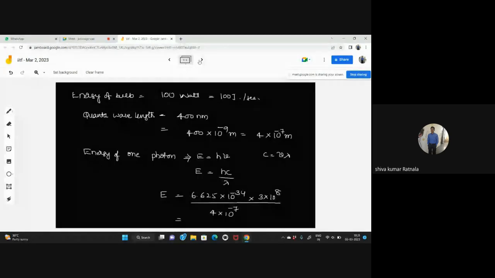by 4 into 10 to the power of minus 7. So 4 fives are 20, that means 5 into 10 to the power of minus 19. So this is the energy of one photon.